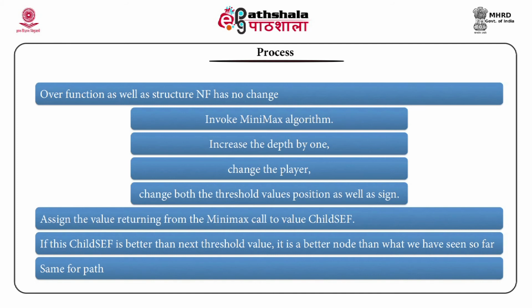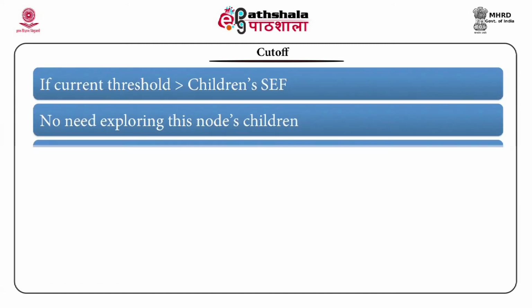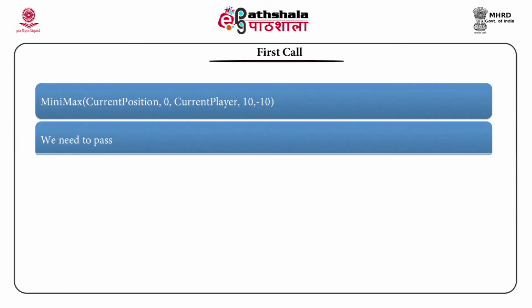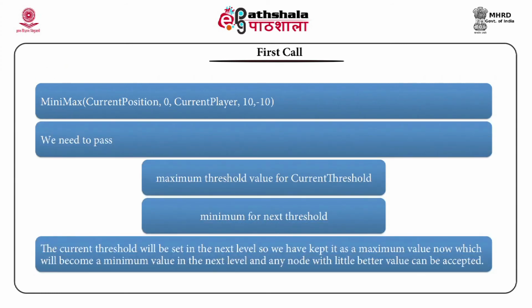Assign the value returned to child SEF. The same thing is there for path. The cutoff is also assigned like we have done in the earlier case. The point is how the first call is made. Remember, the first call is made with the state as the start state. So normally what we do is minimax, current position, 0, current player. This is what we have done.